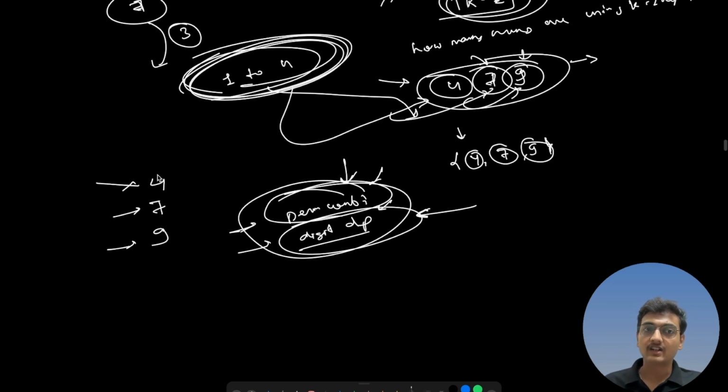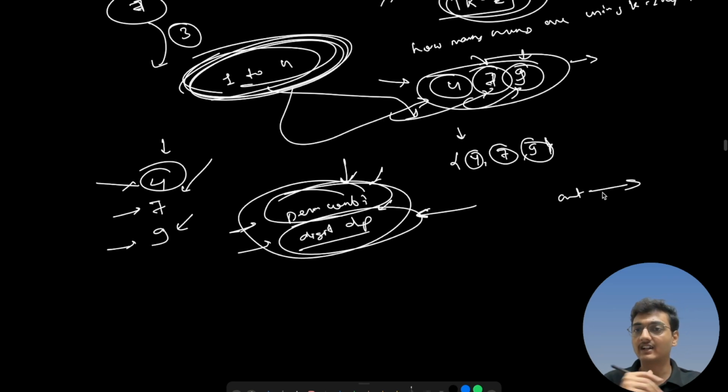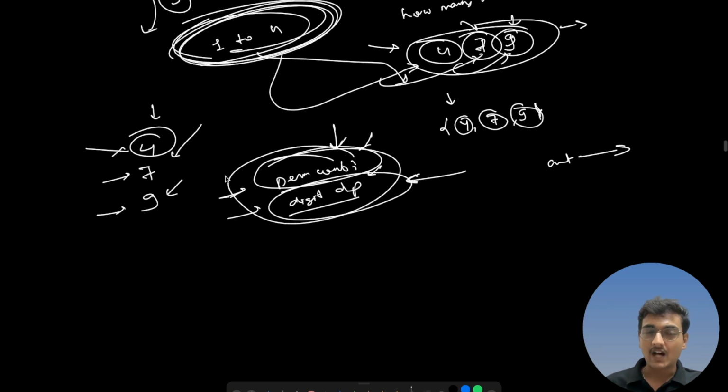If I figure out that number's count, I don't need to figure out that exact number. I need to figure out how many numbers there are which can eventually reach here. So if I have the count in hand, I can directly return that count. Yes, this is your answer. So how will you figure it out?